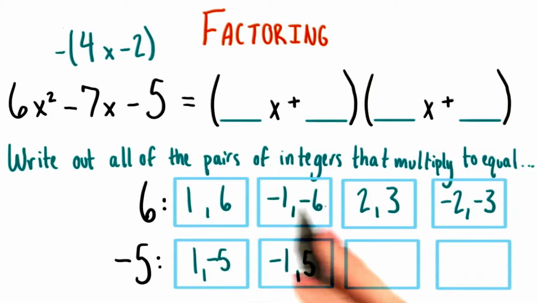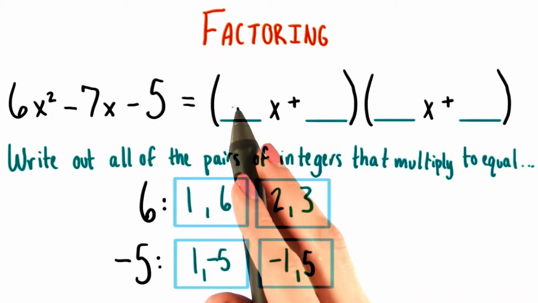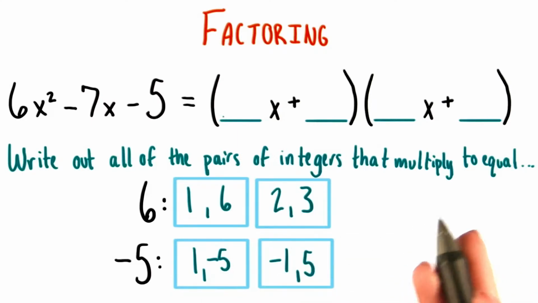So let's just go ahead and remove the negative number pairs that multiply to equal 6. This makes our lives much easier. Now we only have 2 pairs of coefficients to check to put in these slots instead of 4. So let's do just that.